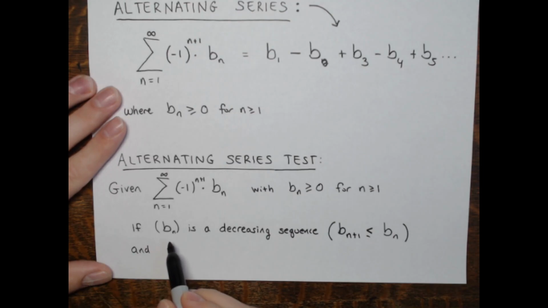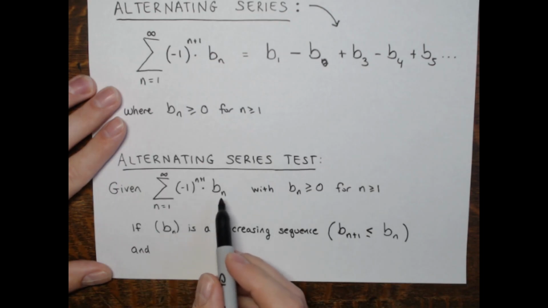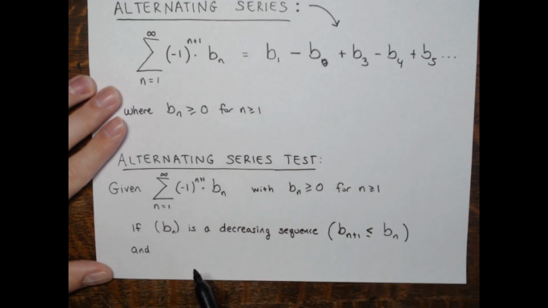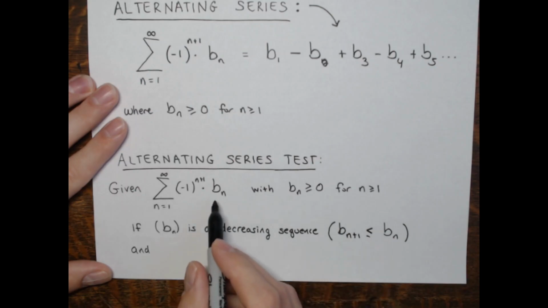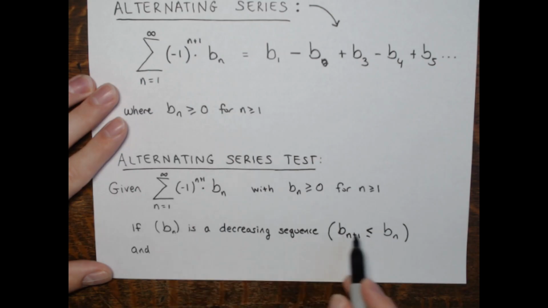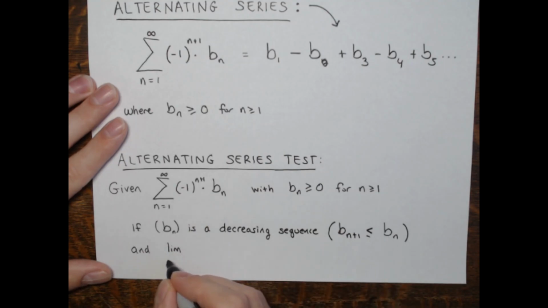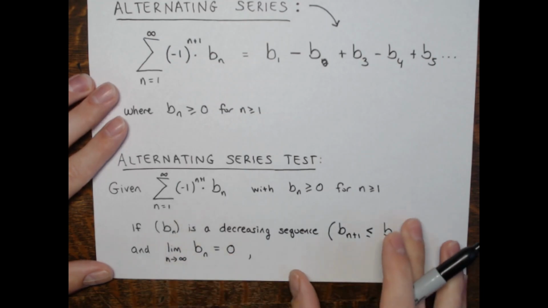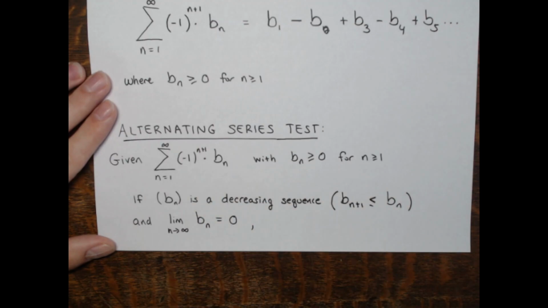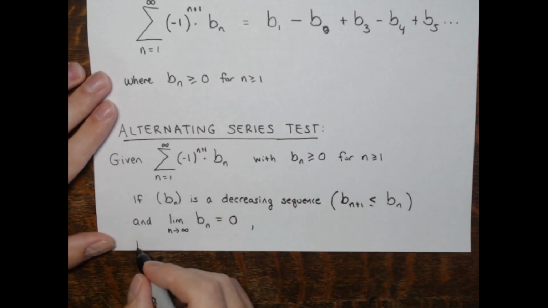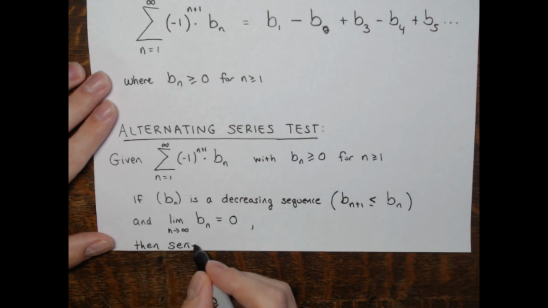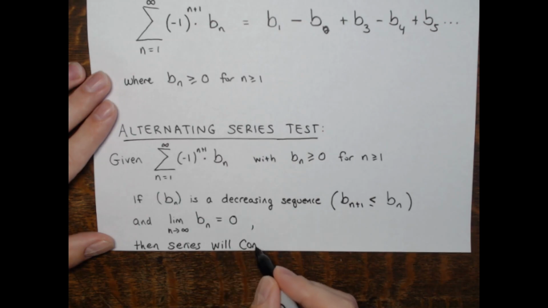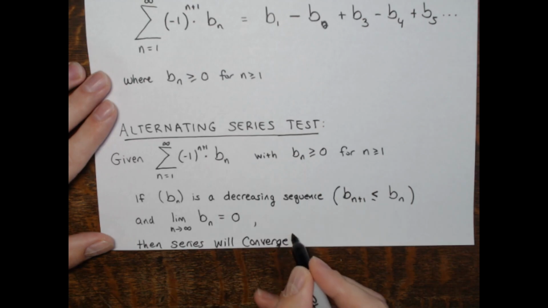And, of course, remember our divergence test from section 5.2. The terms that we're adding up have to approach zero if a series has any chance of being convergent. So if these terms that are alternating, these b's, are decreasing, getting smaller and smaller, and approaching zero, the limit as n approaches infinity of the b's is equal to zero, then our series will converge. So very small amount of things to check here. Then the alternating series will converge.